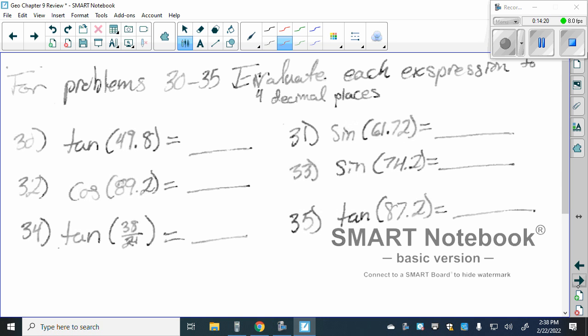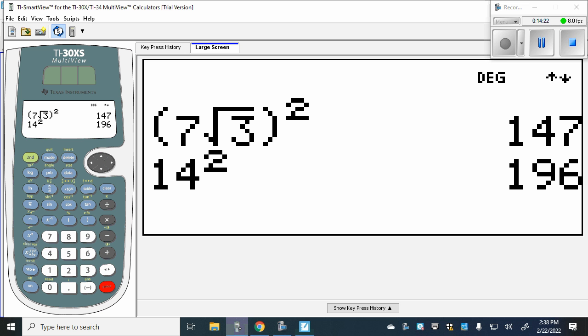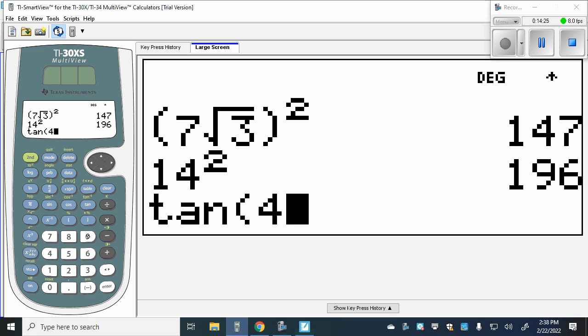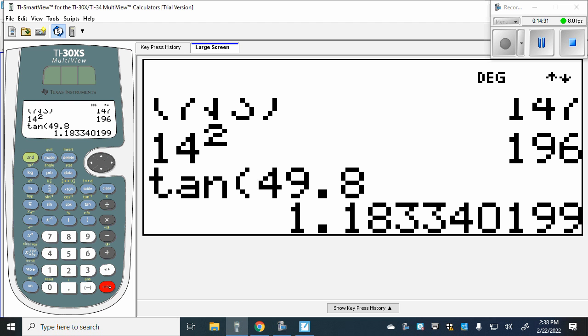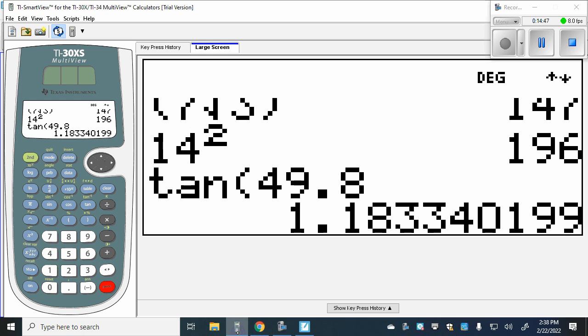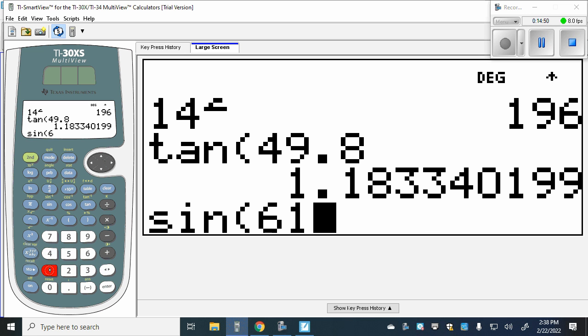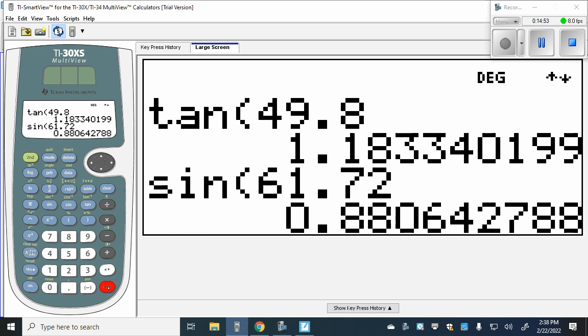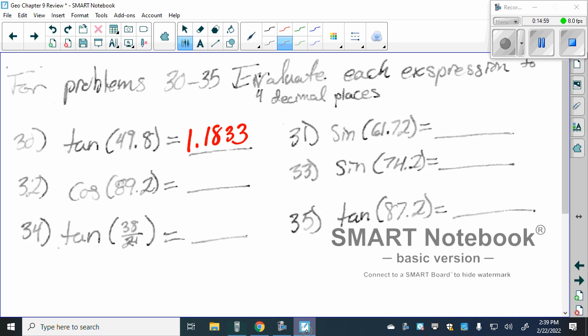Tangent of 49.8. Tangent of 49.8. Enter. 1.1833. That's it. The next one is sine of 61.72. So we can grab the calculator and say sine 61.72 and hit enter. 0.8806.